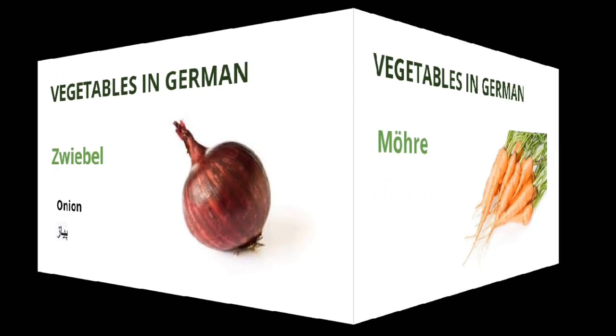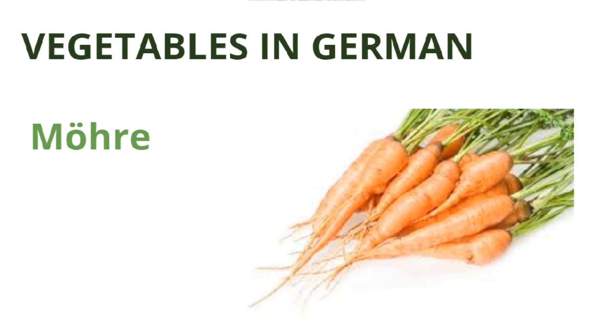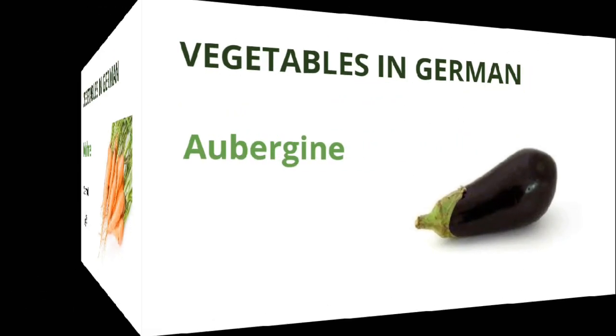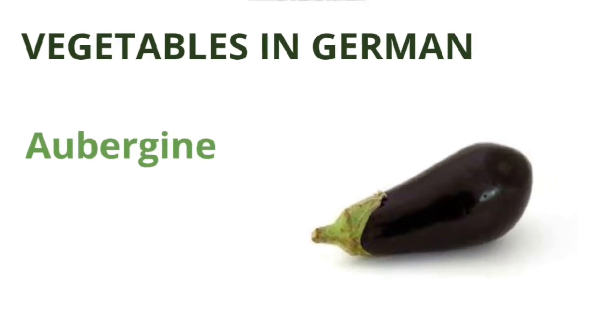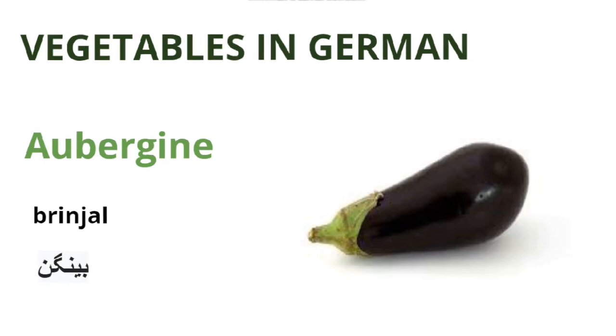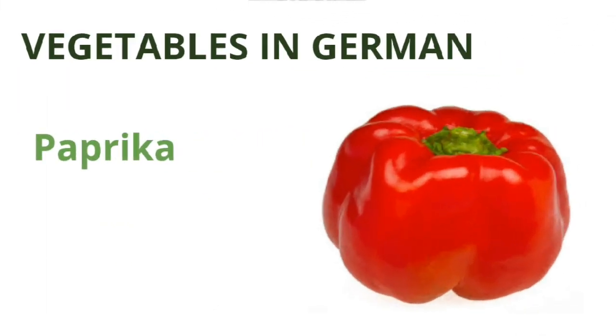Our next vegetable is Möhre. Möhre, which means carrot in English. Next vegetable is Aubergine. Aubergine, which means brinjal in English. Next is Paprika. Paprika, which means pepper in English.